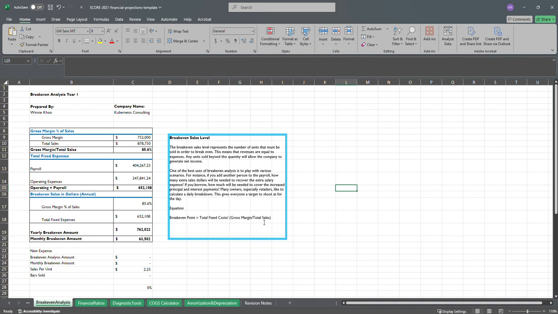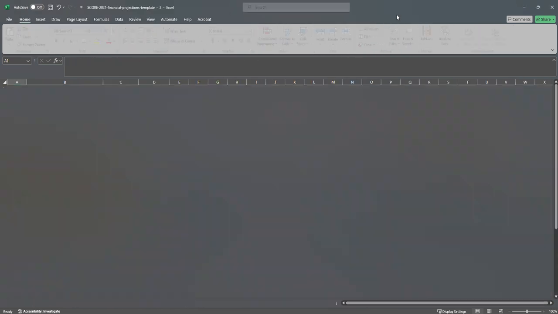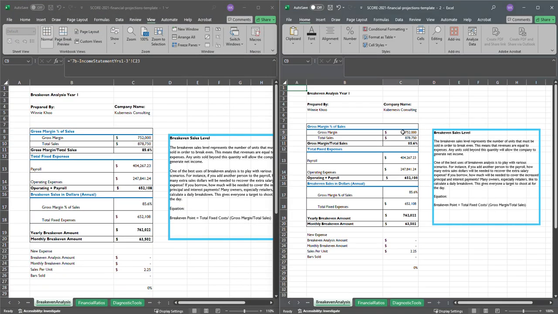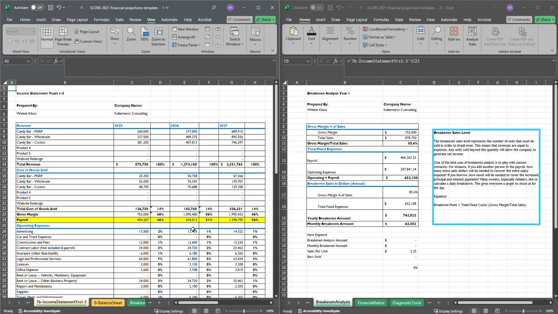So this gross margin over totals, that amount is here. I will split screen this to show where the numbers are pulling from. The gross margin is coming from income statement 1 to 3. That's here. This gross margin number is pulling this number over the total sales, so referencing back to the common size.